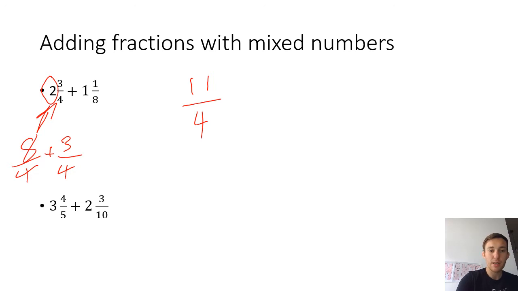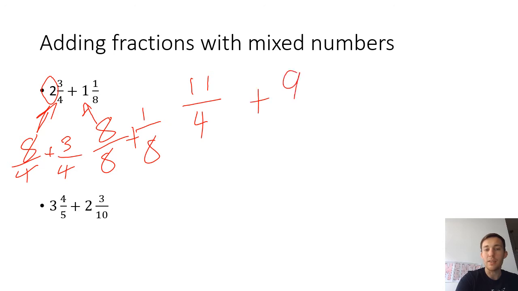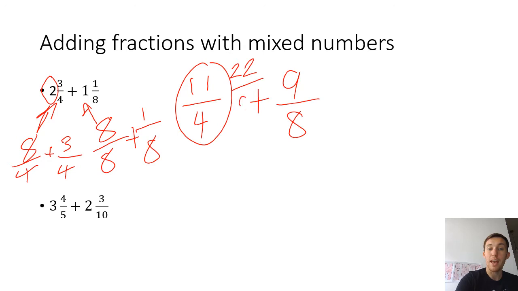Now looking at my second mixed number, I know that this 1 whole would be 8/8, and then I need to add that 1/8 to it, which would be 9/8. But unfortunately, our denominators are not the same, so we need to convert one of them to make the denominators the same, and I'm going to convert this one into 8ths, and I can do that by multiplying it by 2 or doubling. So I know that that would be the same as 22/8. Okay, so now I can do 22/8 add 9/8 is going to be 31/8.